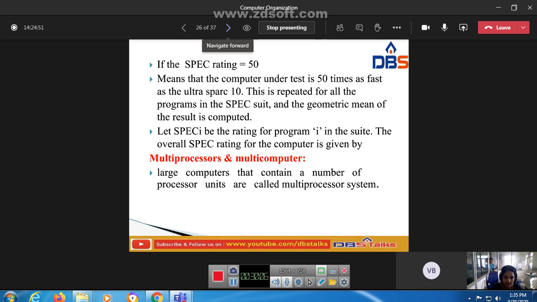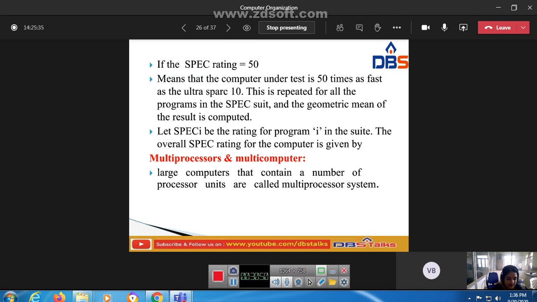Okay, next multiprocessors and multicomputers. What is meant by multiprocessor and multicomputer? Large computers that contain a number of processor units are called multiprocessor systems. These systems either execute a number of different application tasks in parallel, or execute subtasks of a single large task in parallel. All processors usually have access to all the memory locations in such systems. Hence, they are called shared memory multiprocessor systems.